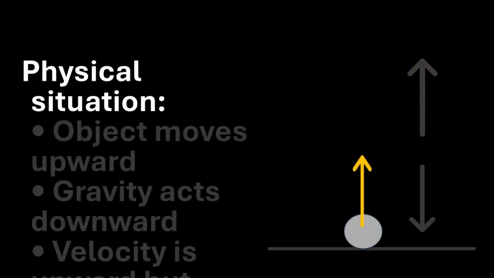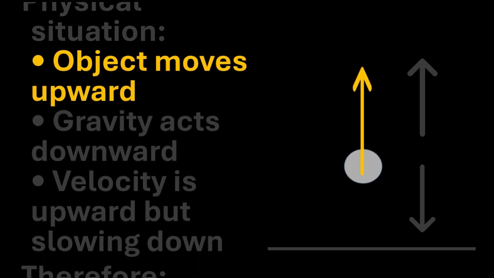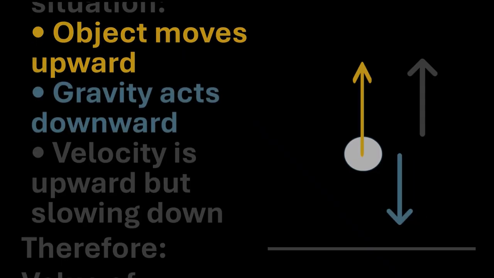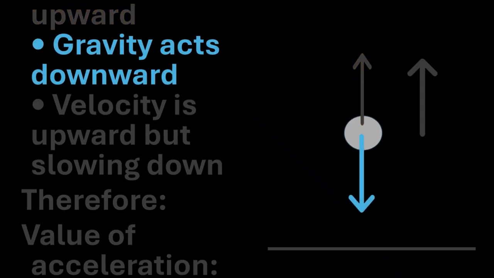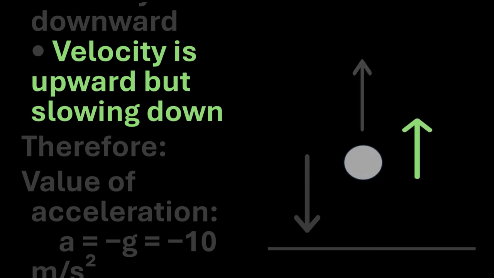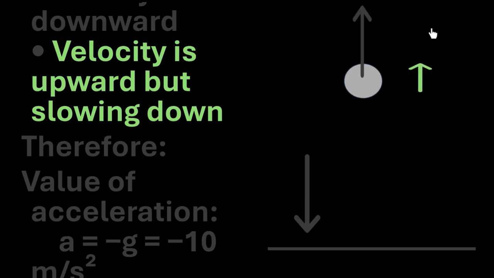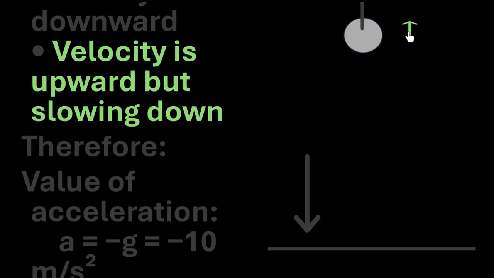Now, the practical physics that happens here is the object is moving upwards, and gravity will be acting downwards always. Velocity is acting upwards because it is being projected upwards, but it's slowing down. What does that mean? As the object goes up, the velocity vector gets smaller and smaller, which means its magnitude becomes smaller, but it keeps following the same direction. It keeps moving upwards.